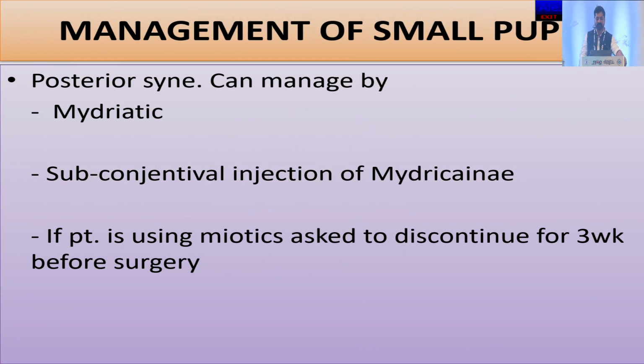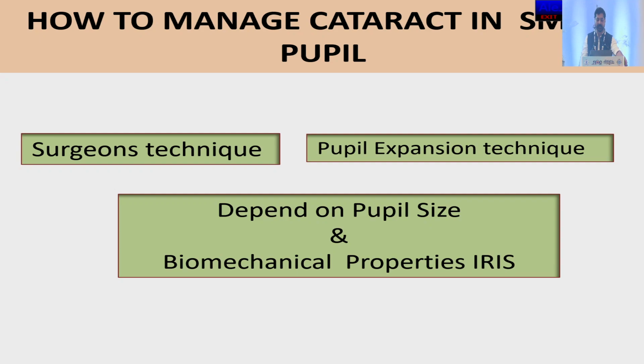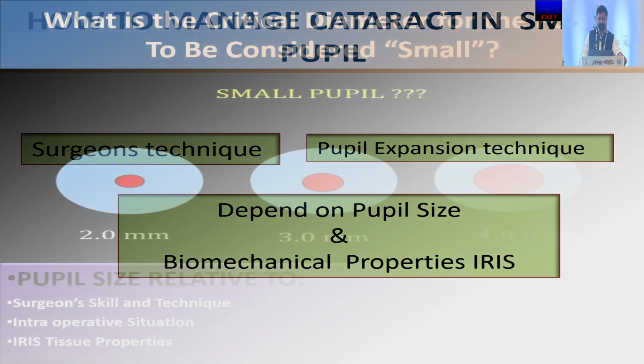How to manage the small pupil? The posterior synechia can be managed with mydriatics, as Dr. Manish had told so many things about that. Subconjunctival injection of Mydricaine. If the patient is using miotics, ask to discontinue for 3 weeks before surgery. How to manage cataract in small pupil? Surgical techniques and pupil expansion technique depend on pupil size and biomechanical properties of the iris.